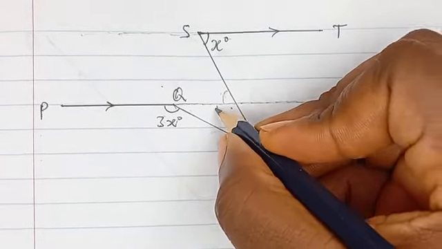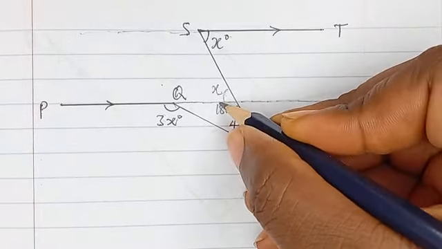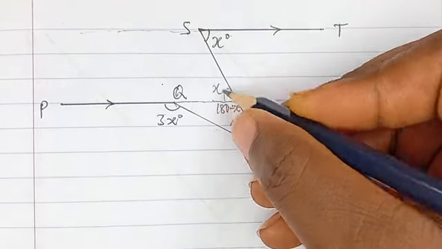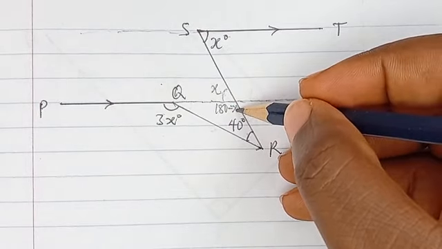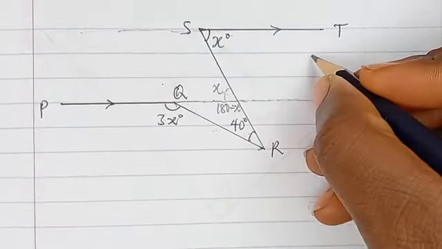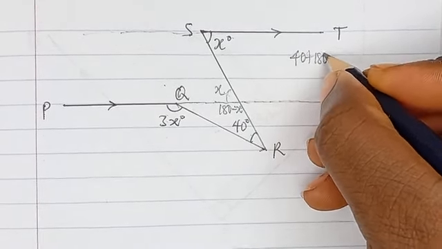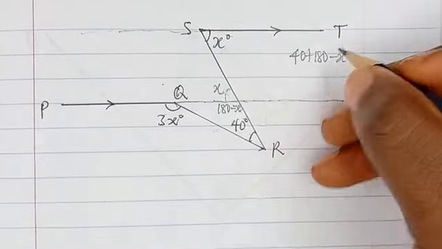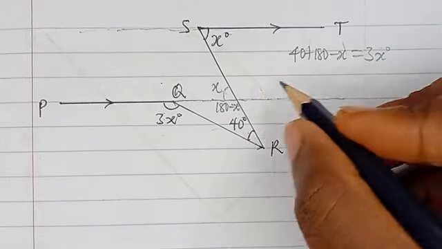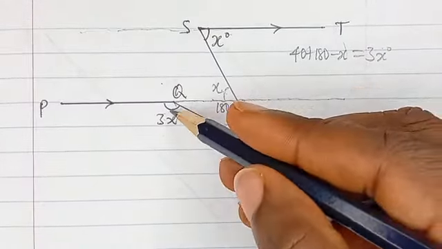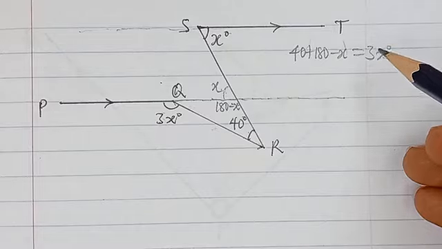Now I might decide to say 180 minus X, since here is X, so this point is 180 minus X. Reason: this is alternate angle, this is angles on a straight line that gave us this. So we can now say that 40 plus (180 minus X), in a bracket, is equal to 3X. Our reason for making this statement is exterior angle of this triangle.